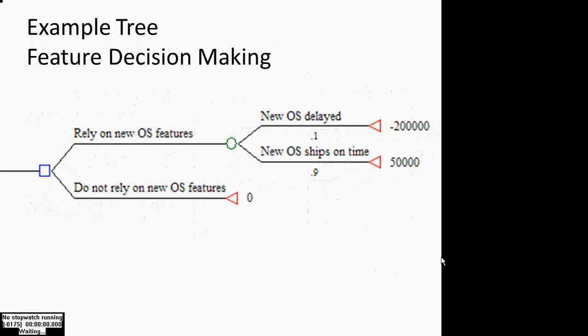If we don't rely on them, we just ship, and as a point of reference, we'll call that a gain of 0. If we do rely on them, there's some risk because the OS may be delayed, in which case the release of our software product will also be delayed. Otherwise, the new OS release ships on time, and maybe we'll have some gain. We'll have more sales because we've adapted to this particular release. We take advantage of the extra geolocating features in Android 5 or what have you. So we could associate different outcomes with these situations.